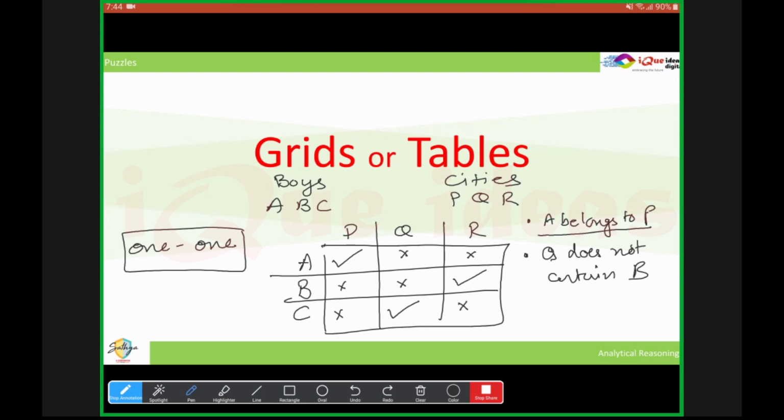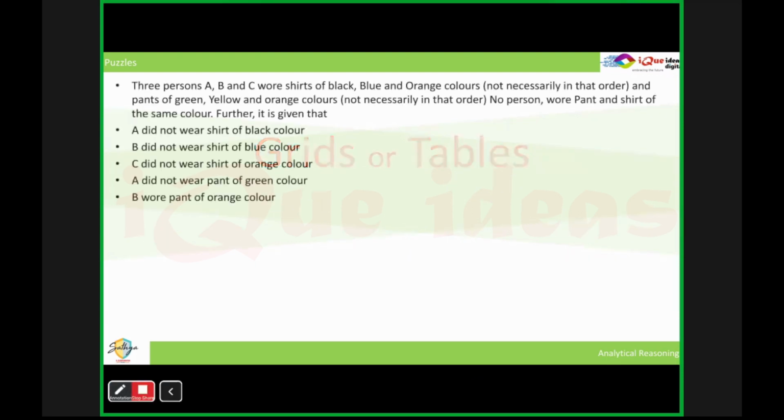Right. So now let's take an example. Supposing it says that there are three persons A, B, and C who wore shirts of black, blue, and orange color, not necessarily in that order, and pants of green, yellow, and orange color, not necessarily in that order. So now I know there are three different elements which I need to connect. There are persons, there are shirts, and there are pants. But I know that the common thing is the person. The same person will wear one shirt and one pant.